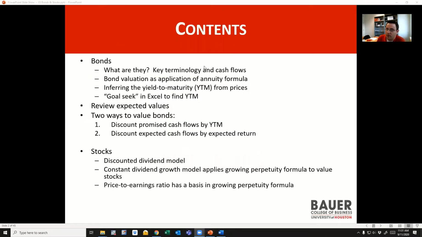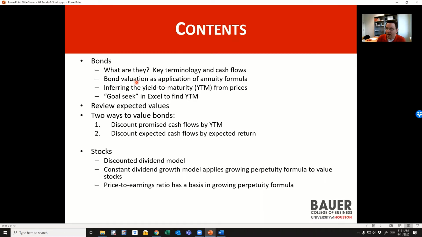This is what we're going to cover in this lecture. First, we'll start with bonds. We want to lay out just the definitions, the terminology, lay out the cash flows, make sure we're comfortable with that. That's the first thing. Then with that in hand, we'll be able to talk about valuing a bond.